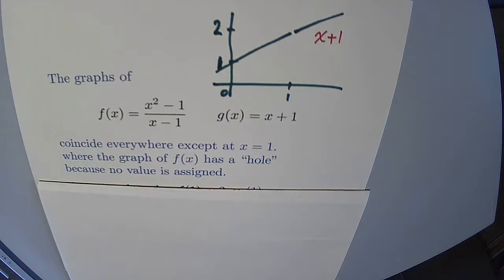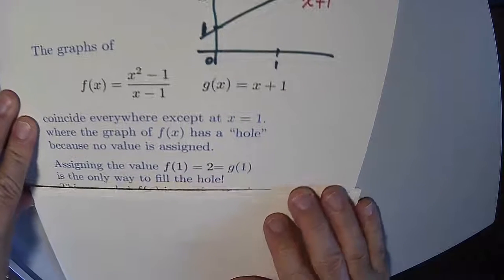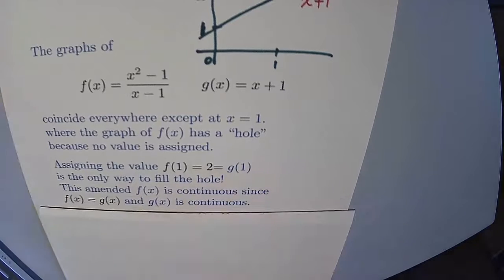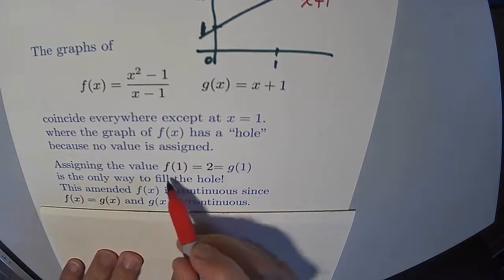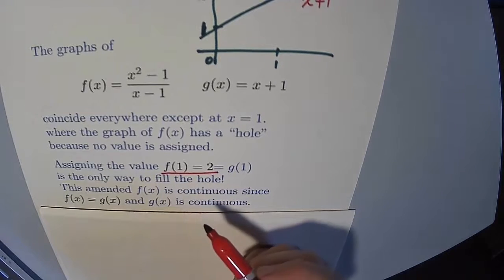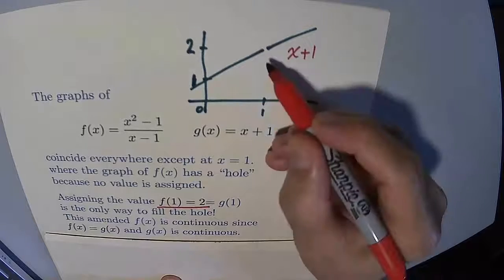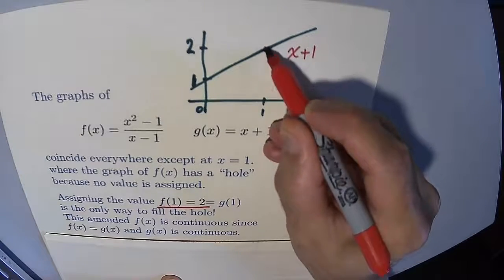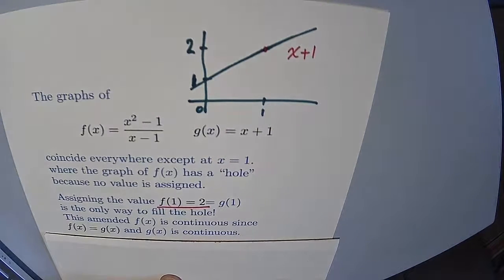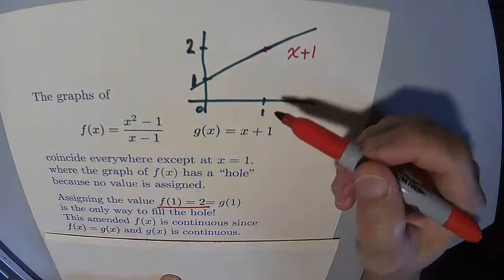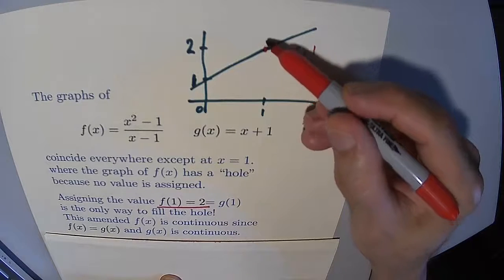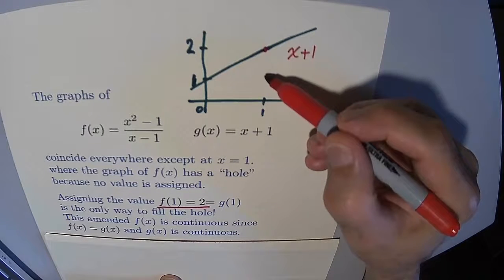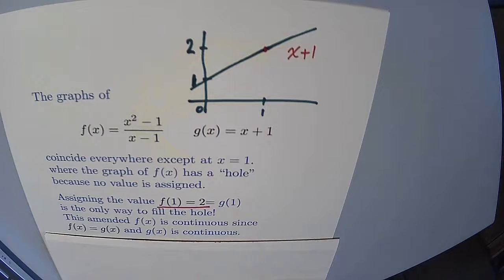There is only one way to fill that hole in the graph, and that is by assigning the value f of 1 to equal g of 1, namely f of 1 equals 2. With this, we can fill up the hole and make a continuous function out of that. Any other value than 2 would be either above or below the line and would leave the hole intact.